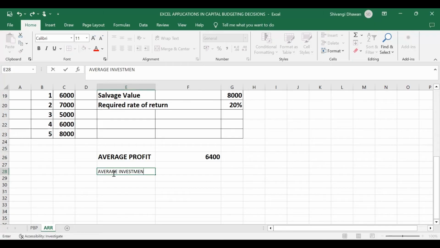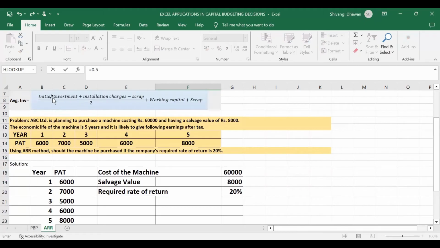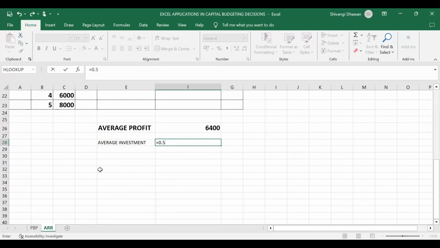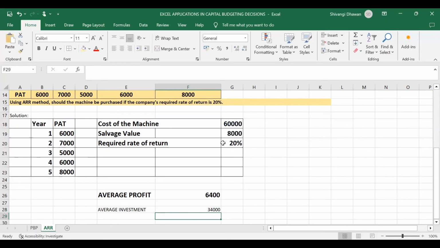So average investment will be calculated as is equal to 0.5 because we are dividing by 2 here in the formula. So instead of taking 1 by 2, we are taking 0.5, which means the same, into initial investment, that is the cost of the machine, minus we need to subtract the salvage value, close the bracket. We don't have any working capital or any installation charges also, so we need to add back our scrap value and enter. So you will be getting 34,000 rupees as your average investment.